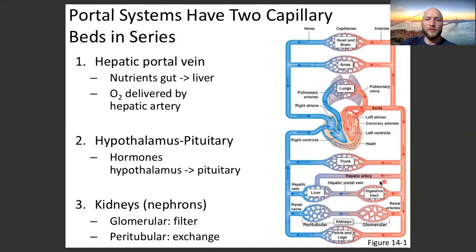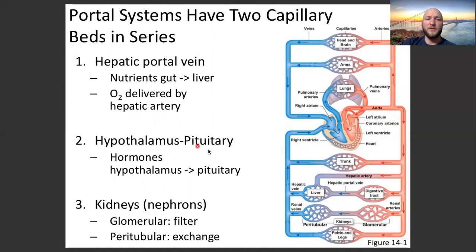So we have O2 delivered by the hepatic artery right here, and then we have nutrients that go right when we absorb them. We want them to go to the liver for processing. They go straight to the liver for processing. That's the importance. Absorb nutrients, straight to the liver for processing.